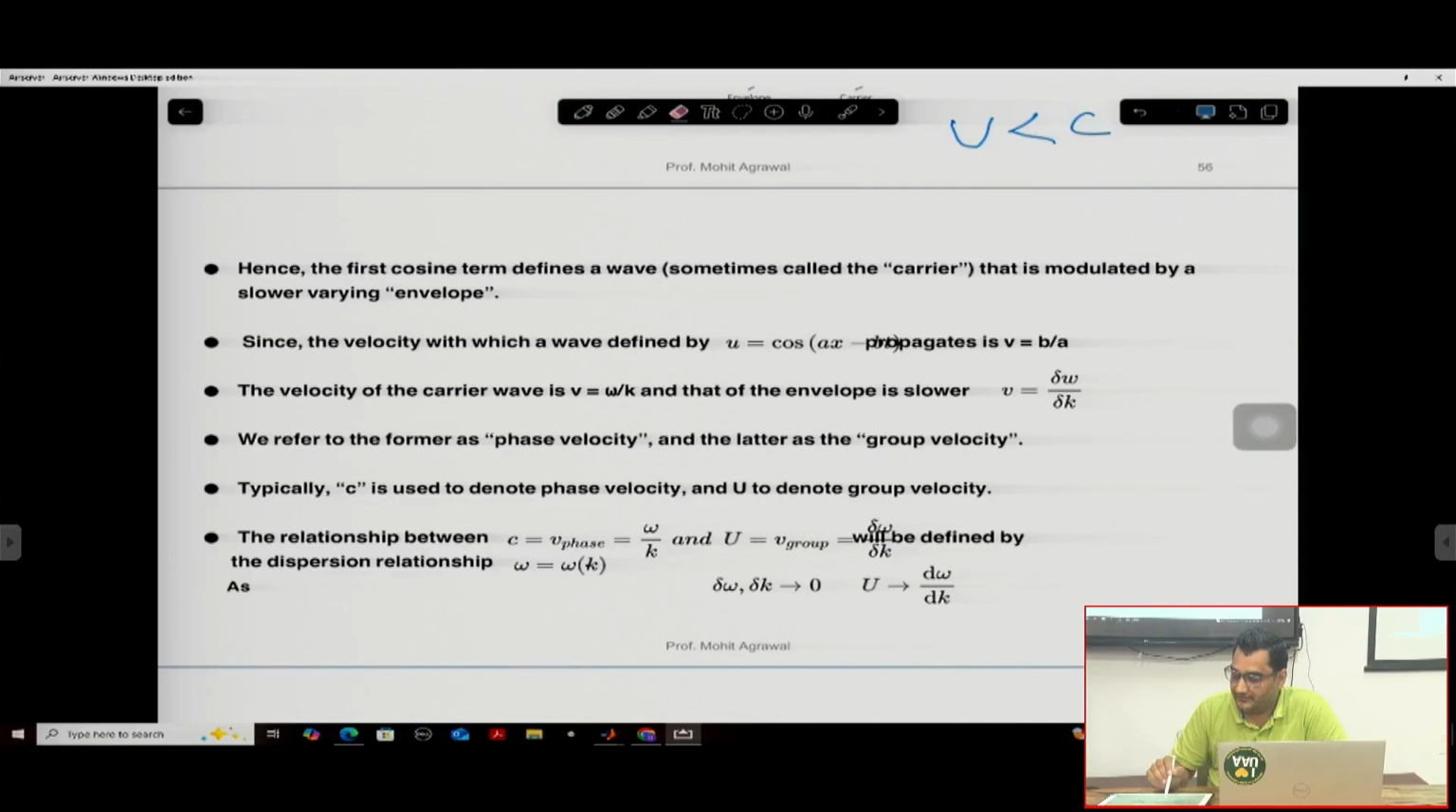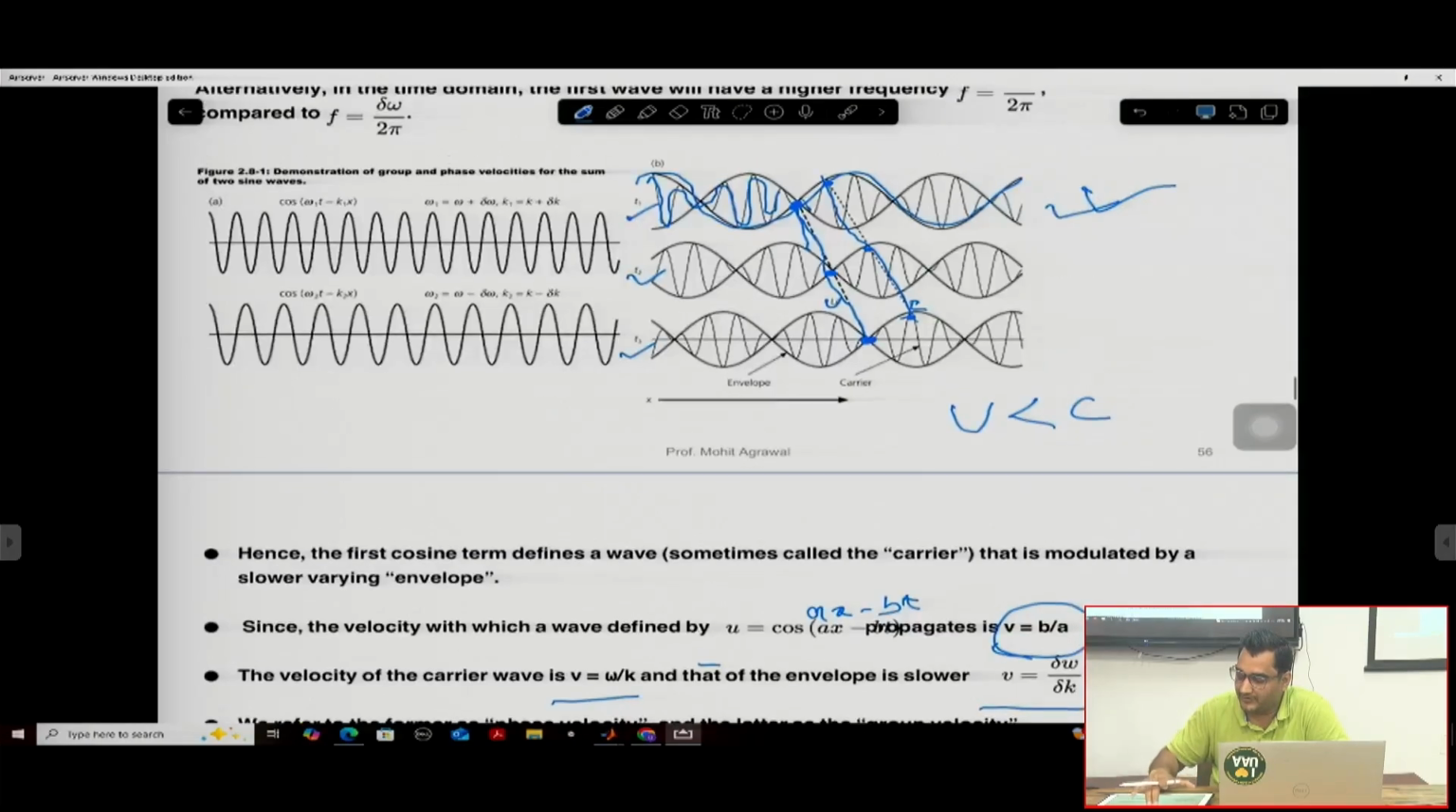Since the wave defined by cos(ax minus bt) propagates with a velocity of b by a. So this is ax minus bt, I think. Okay, so b upon a is the velocity of this wave. The velocity of the carrier wave is v equal to omega by k, and the envelope is slower, its velocity is delta omega by delta k. So this is what we just saw here, right?